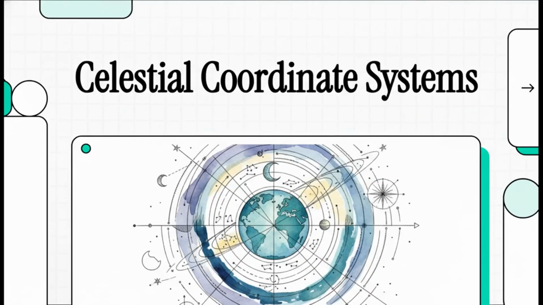For millennia, we've looked to the stars. But how do we actually translate that vast, twinkling canvas into a precise map? Well, today, we're going to build the very language of the cosmos, piece by piece. We're talking about the celestial coordinate systems.